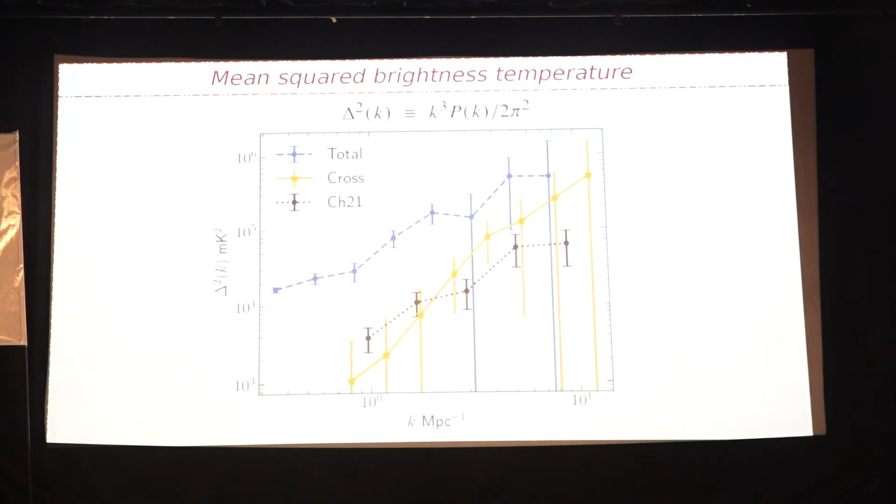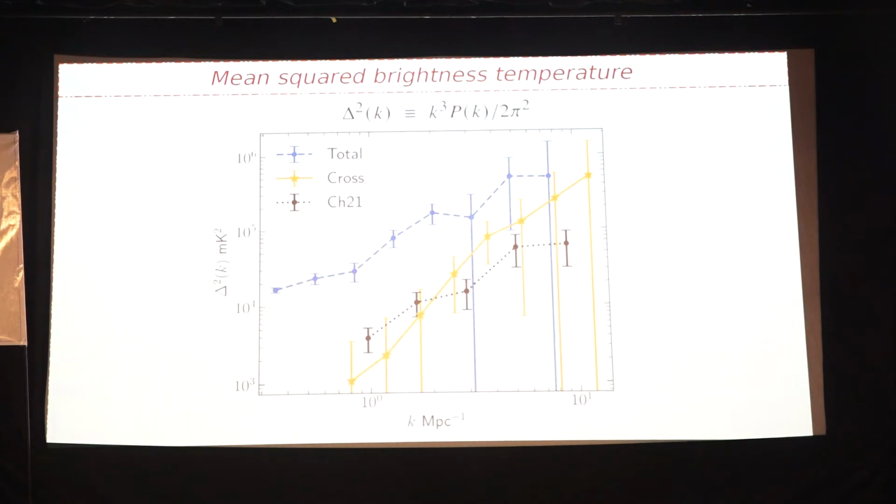Using those parameters, we find the parameters P(k) in some k beams, and the results are shown in this orange line. I have multiplied by k cubed over 2 pi squared to get the mean squared brightness temperature. And here I show the results from this cross analysis, and the total analysis that was presented in the last talk is shown here, and the analysis by Chakraborty is also presented here, which uses the delay spectrum based approach.